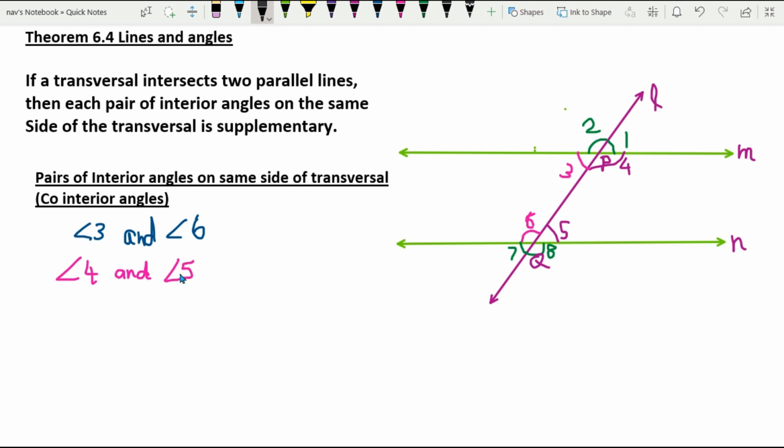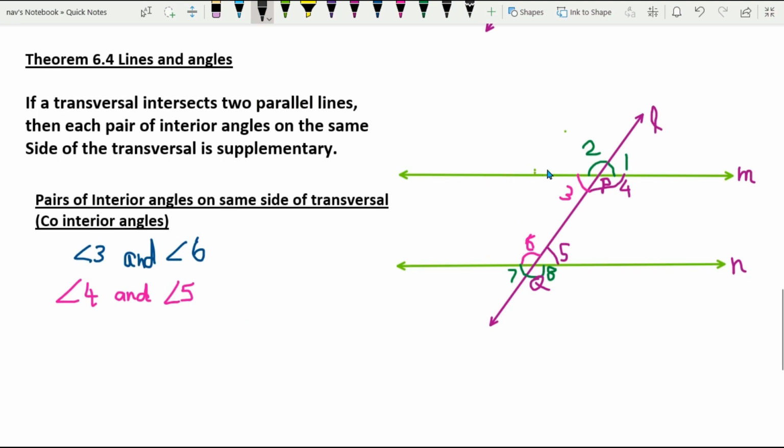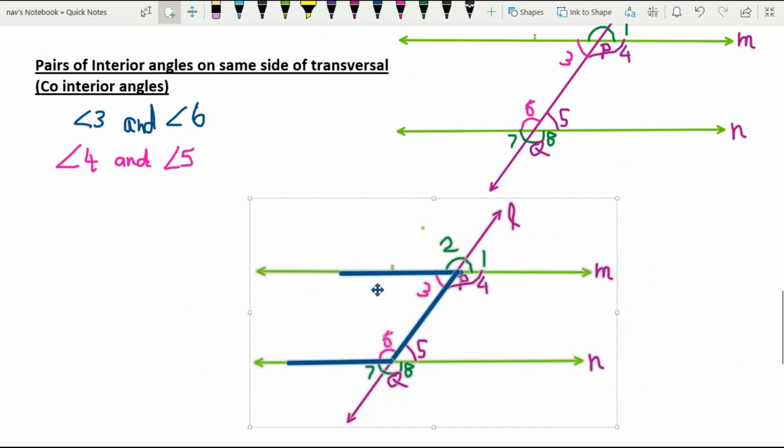Now there is a short trick to find these co-interior angles. You can actually see a C shape here. The C shape stands for co-interior angles. Let me show that. See, I highlighted this C shape. You can see this C shape. So angle 3 and angle 6 are inside this C shape. Likewise, you can draw a C shape here also. Okay. So the C shape stands for co-interior angles.